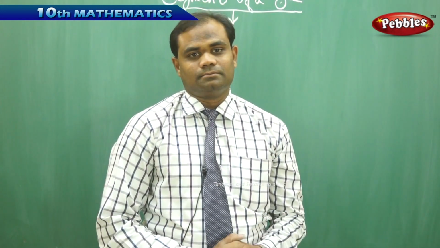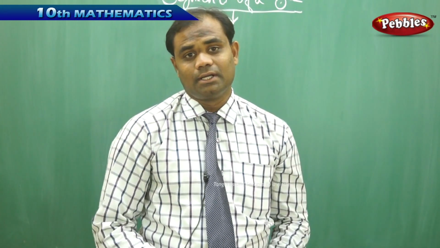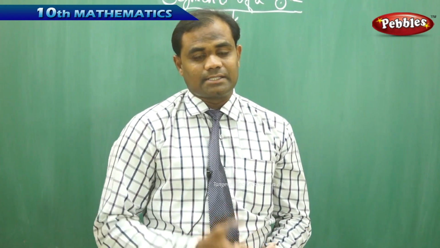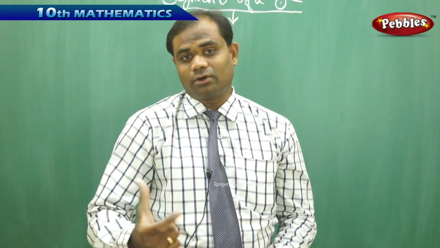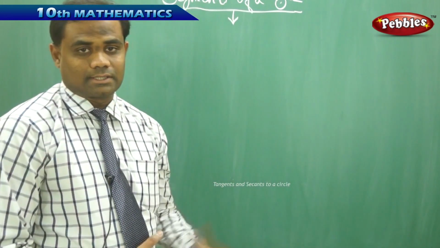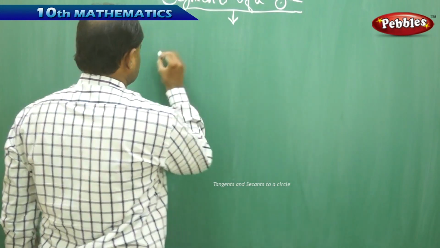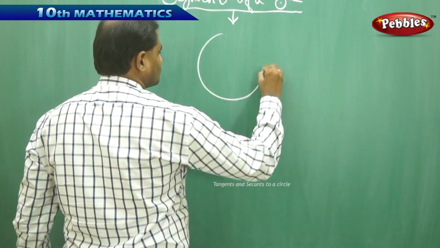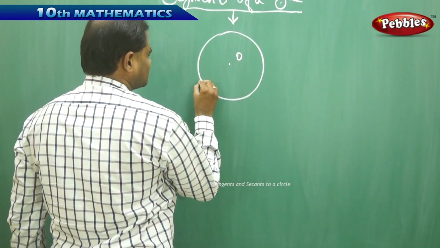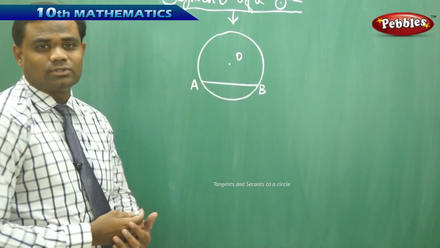Segments of a circle. What are segments? As we have discussed tangents and the radius or the chord or the secant, similarly, a segment is also one of the important concepts or properties of a circle. So let's see what a segment is for a circle. Let's take a circle with center O, and let me say I have a chord AB or a secant AB to the circle.